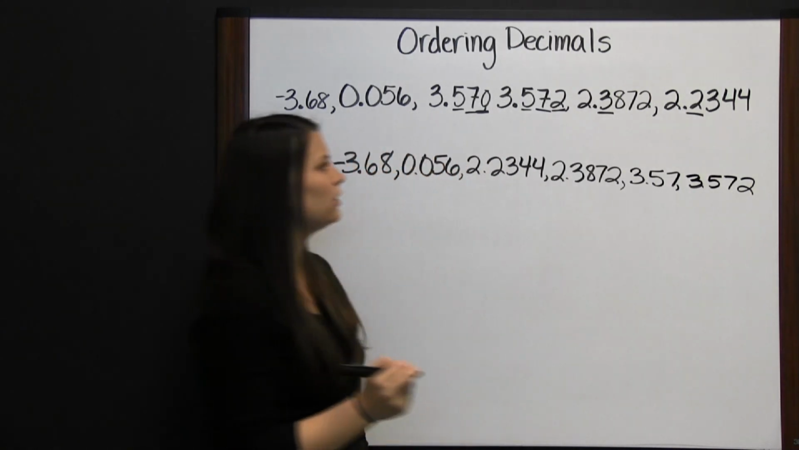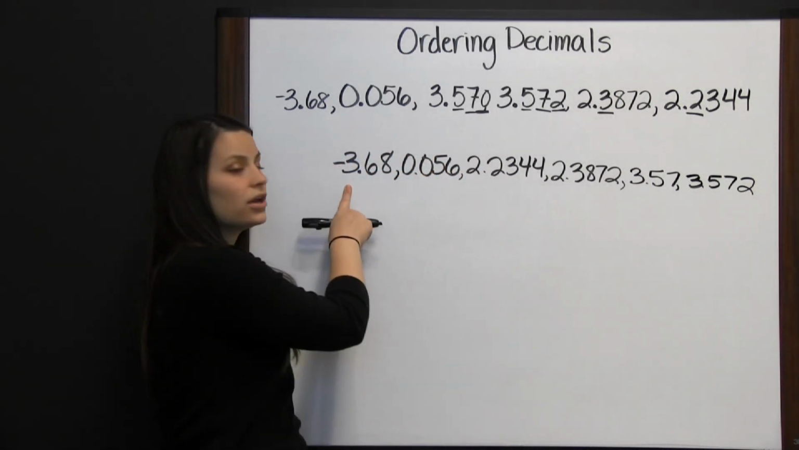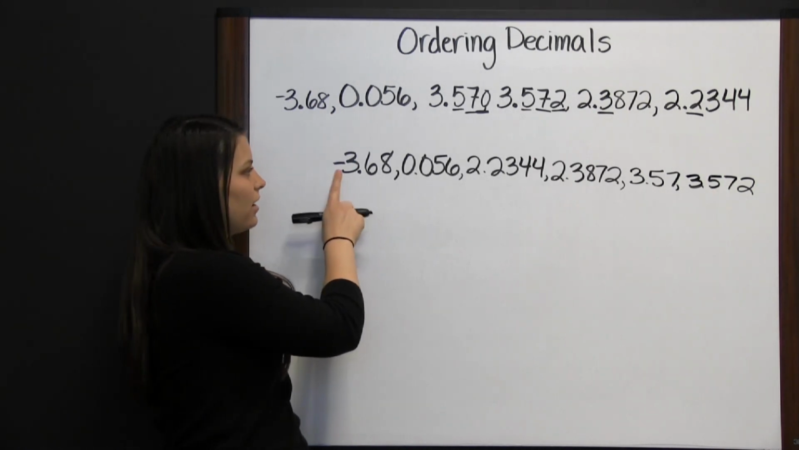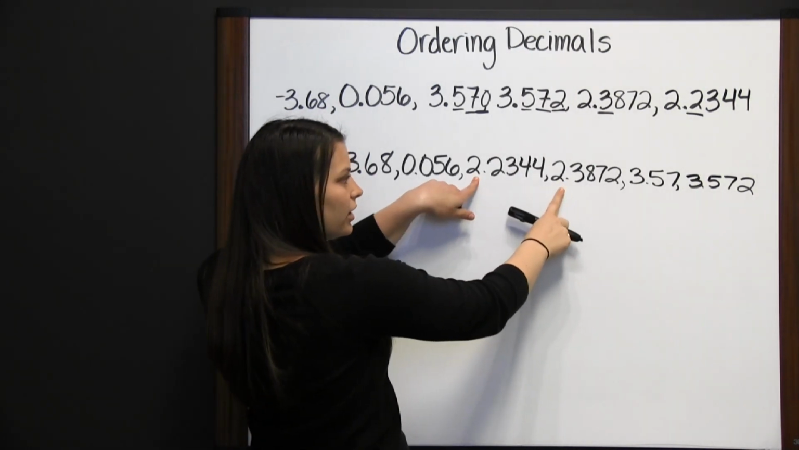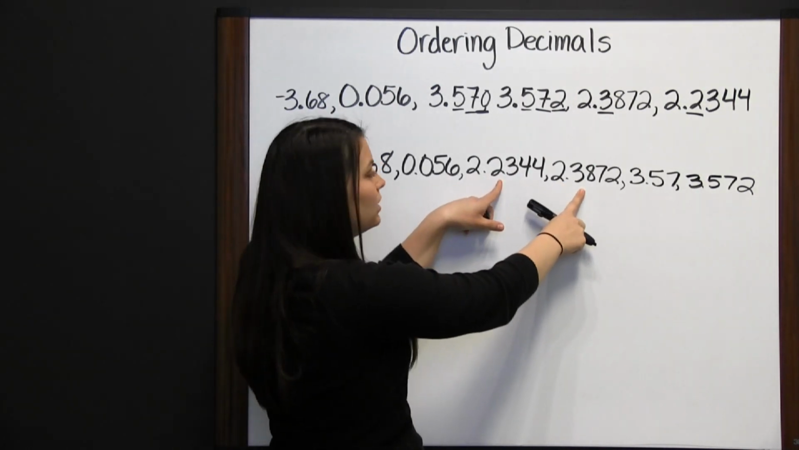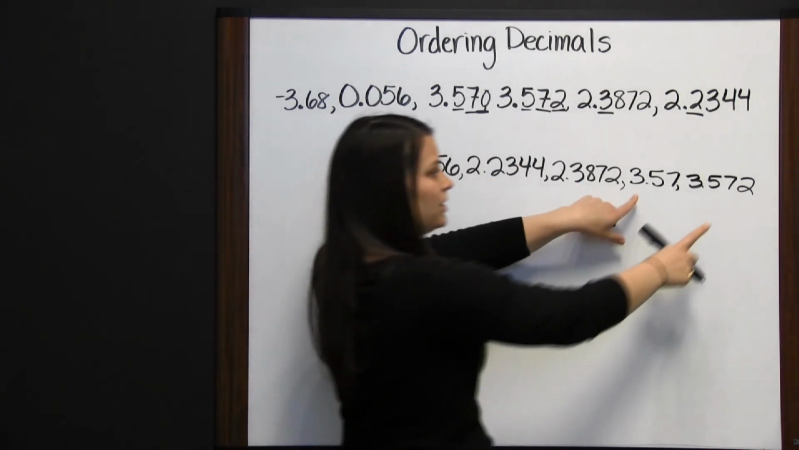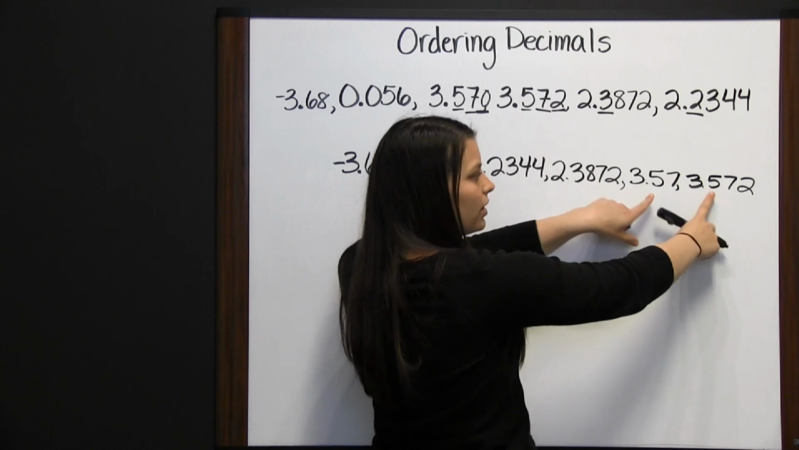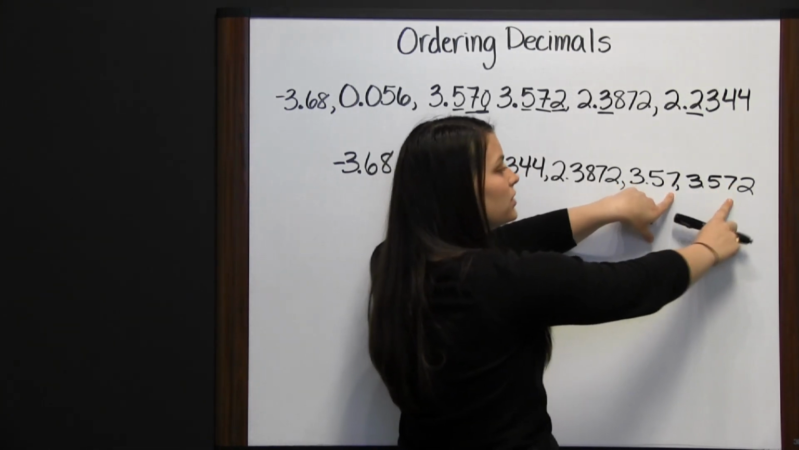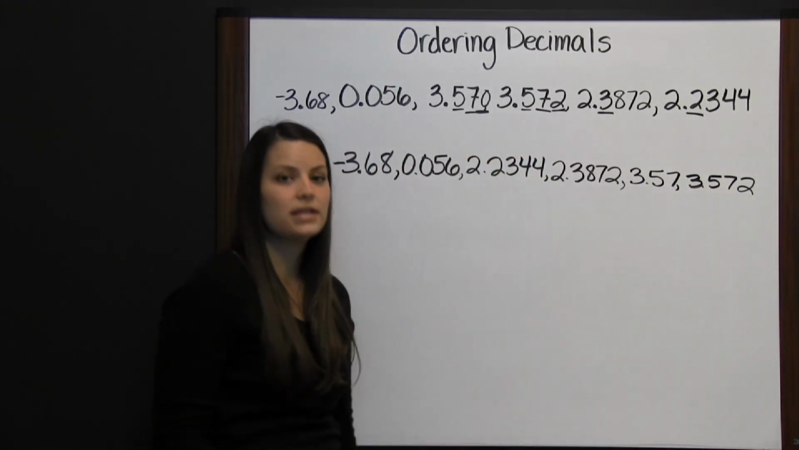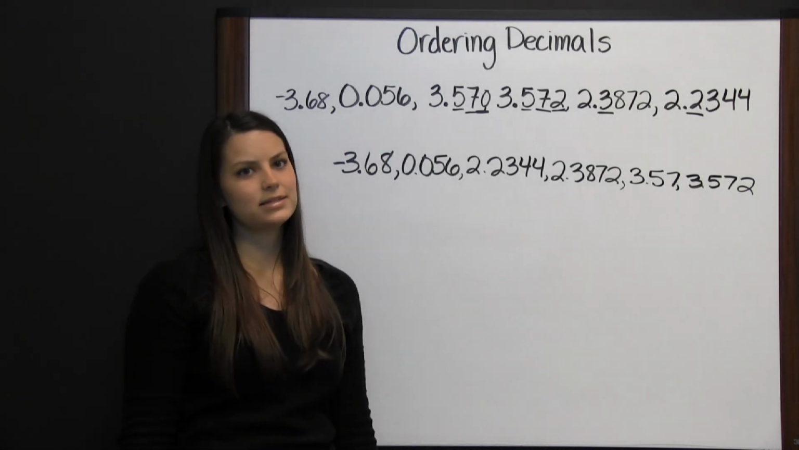So when you're ordering decimals, start by looking at your whole number and ordering that from least to greatest. If your whole numbers are the same, like they were here, then look at the tenths place and see which one is smaller in your tenths place. If, like in these numbers, you have the same whole number, the same number in the tenths place, then you move to the hundredths. If those are the same, you move to the thousandths, and so on until you find the numbers from least to greatest.